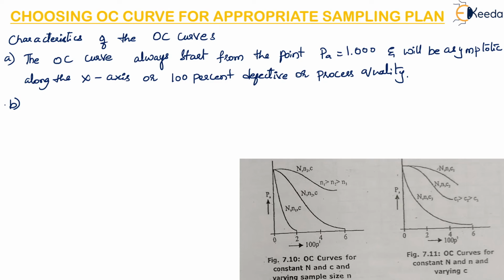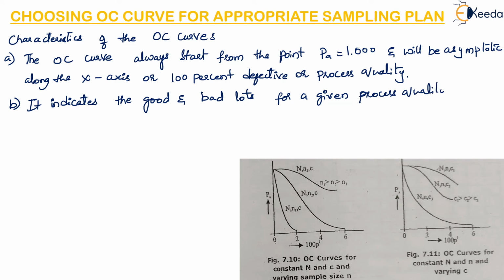The second characteristic: the OC curve indicates the good and bad lots for a given process quality P dash.